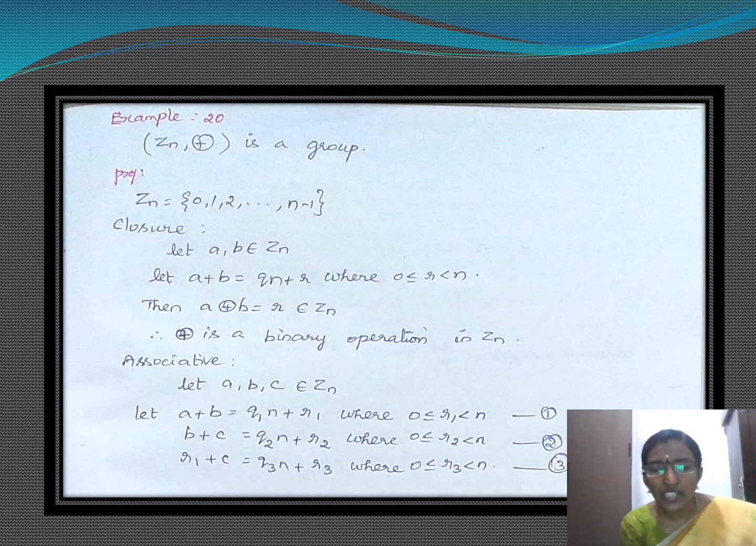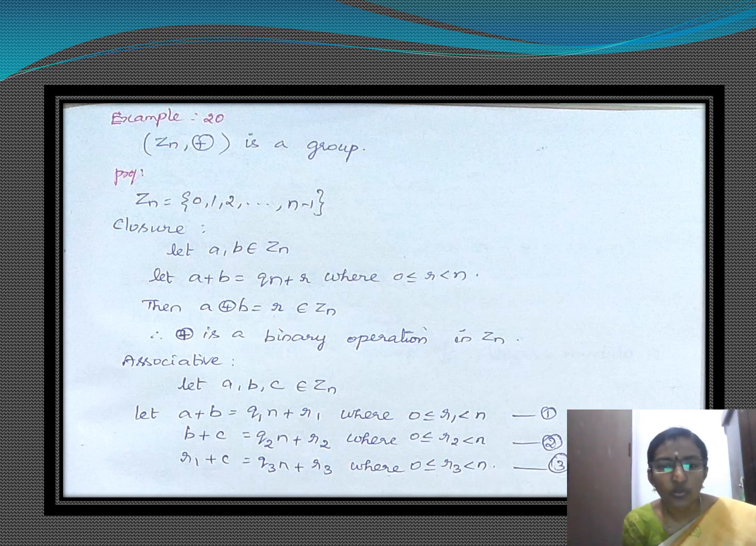In the previous slide, we introduced the new set Z_n and two binary operations plus circle and dot circle. Let me start the example. Here we are going to prove (Z_n, plus circle) is a group. Then we take Z_n equal to 0, 1, 2, etc., up to n minus 1. From the definition of plus circle, clearly it is true that a plus circle b equal to r belongs to Z_n. Let me check the associative property.